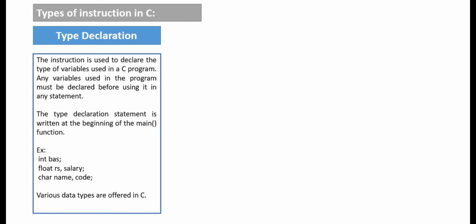If you see the example, int base, that means an integer value, float rs, salary. So rs and salary variables are of floating type, that means decimal numbers. Char name, code. Now these name and code are of character data type. C offers various data types that will be discussed in this session.